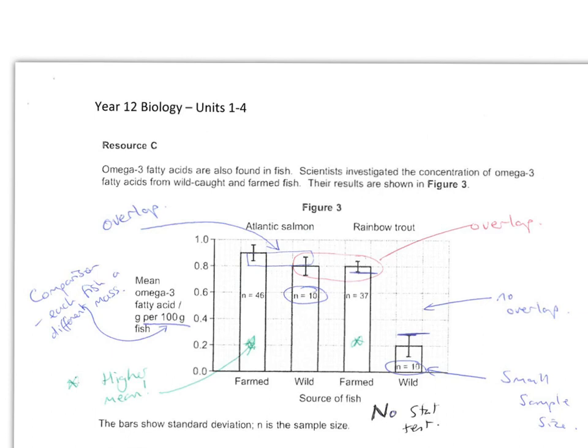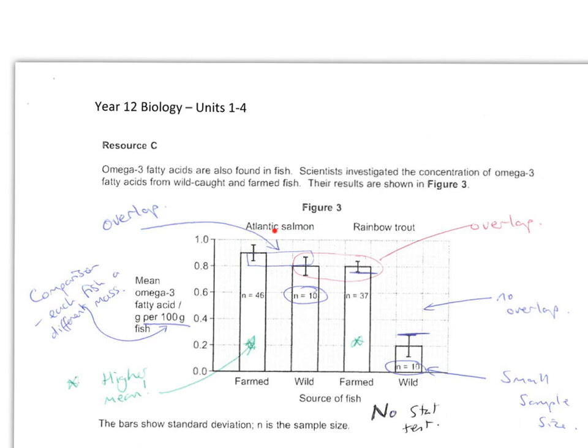So let's look at rainbow trout. The bottom of the bar here and the top of the bar there do not overlap. So there's a big space in between the two where the bottom of that does not overlap with the top of that bar. So there's no overlap, and what that tells us is that you have a significant difference. So there is significantly more omega-3 in farmed rainbow trout than in wild rainbow trout. So that would go along with the argument that there is more in farmed.